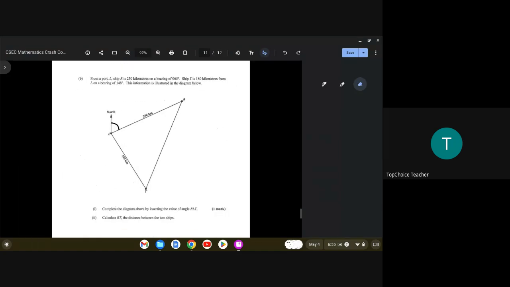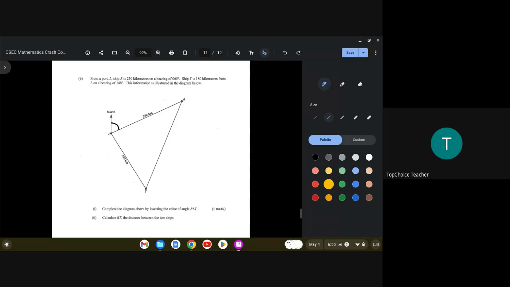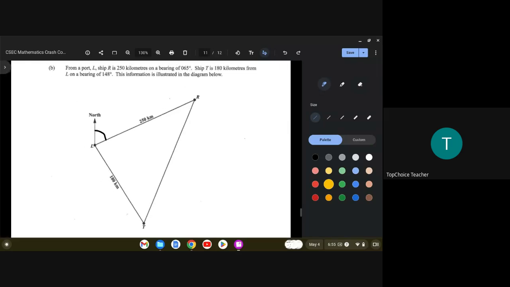So we're going to analyze this bearings question, which is going to take up some time because it does require some work. Okay, so the bearings question.